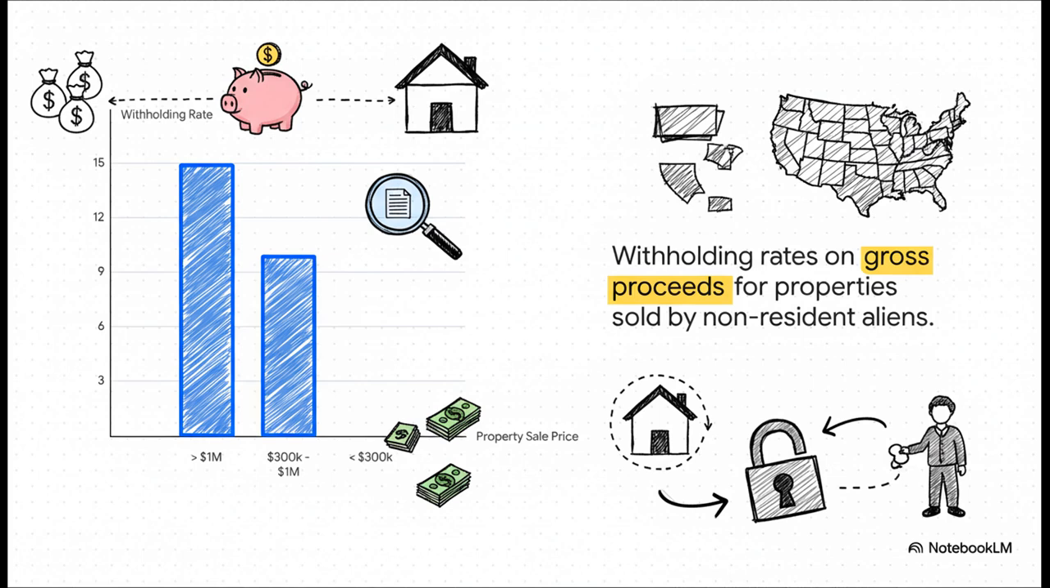For properties sold for over $1 million, it's a flat 15% of the gross sales price, not the profit, the entire sales price. Now, that rate can sometimes be reduced to 10% or even 0 on lower-priced properties, but there's a catch. The buyer has to formally declare they're going to use the property as their personal residence. If they don't, that 15% rate applies.